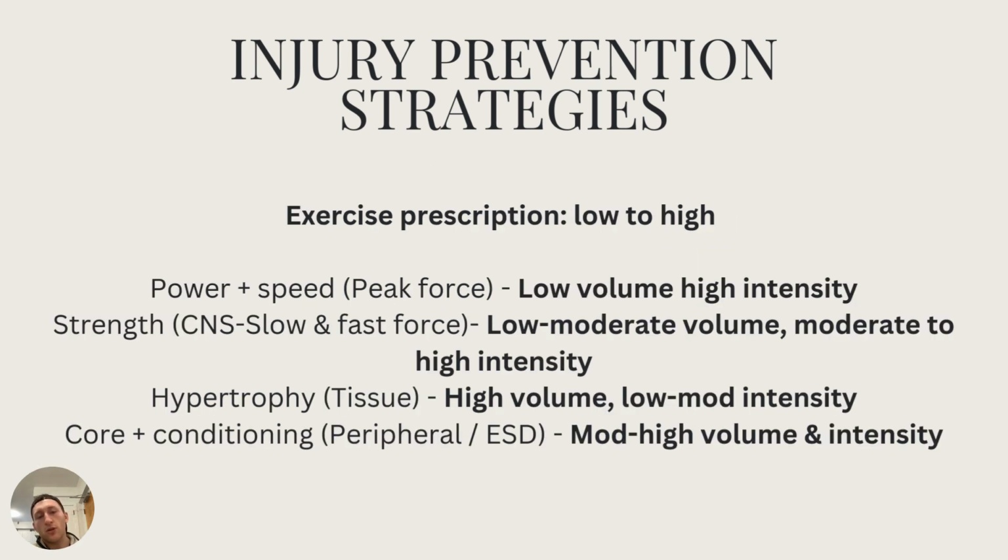Exercise prescription, low to high. We typically want to go from the lower volume, higher intensity movements to the higher volume, lower intensity. And coincidentally, it follows the same order. Typically your power and speed is going to be pretty low volume but high intensity. Your strength work is going to be low to moderate volume and moderate to high intensity. High volume, low to moderate intensity for hypertrophy, and then moderate to high volume for your core and conditioning.